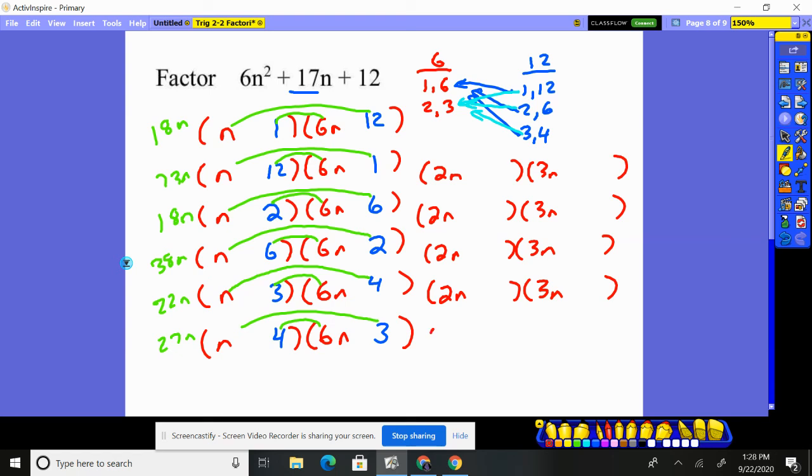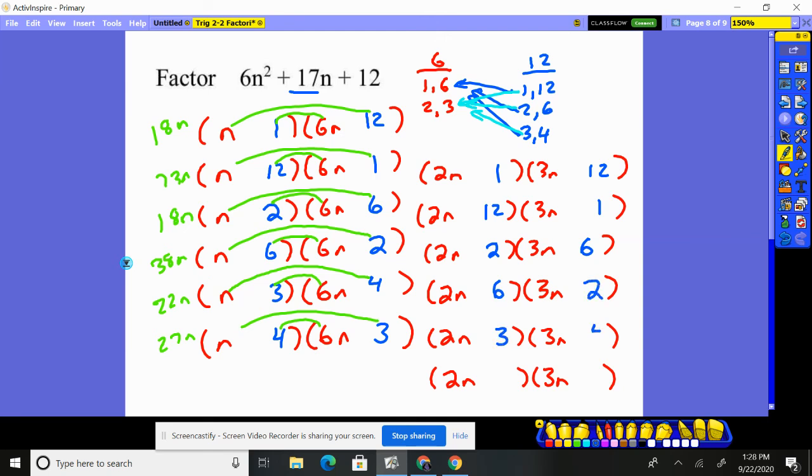Yes, this takes some time, but it's all about developing our thinking abilities. Right? Again, we can do little tricks, but I'm not worried about tricks. So again, 1 and 12, 12 and 1. 2 and 6 will give me the 12, or maybe the 6 is here and the 2's here. And finally, maybe the 3 and 4, or maybe the 4's here and the 3's here.